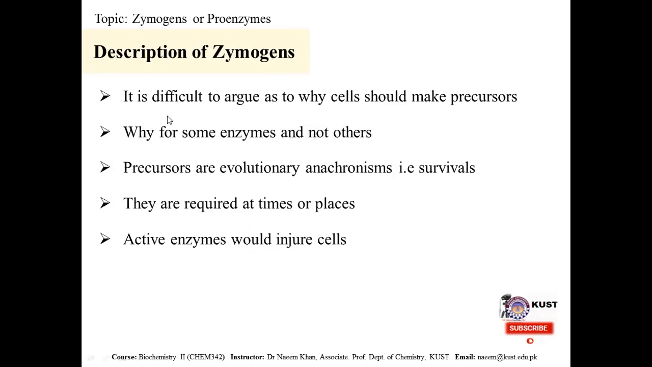We can say that zymogen production is because of evolution, and from the evolutionary mechanisms, these are the ones which survived. And there are some enzymes. Why some enzymes? Because these are the enzymes which are not always required. They are required at some specific times. And these enzymes, if produced in active form, will injure the cell. So this is an explanation to the argument that enzymes are produced in inactive form, and the reason is that if they are produced in active form, they will injure the cells.